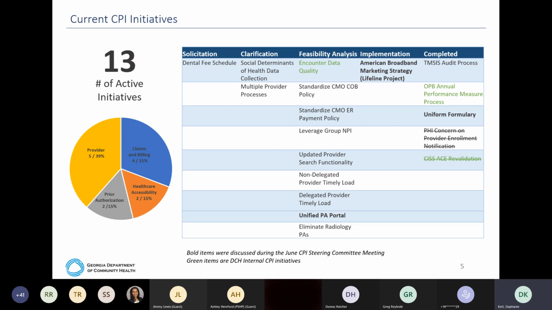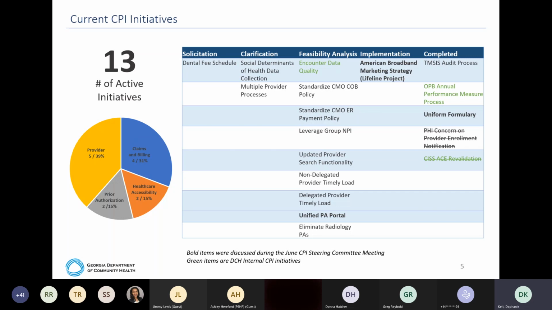So going back over to the left under solicitation, we have the dental fee schedules. This is something that came out of the Georgia Dental Association. It's still in solicitation. It's for the claims and billing work group. We have a couple of items already that we've been talking through in the claims and billing work group. And so that's why this one is still sitting in solicitation, and we'll pick it up later this fall once we get some resolution on some of the current items.